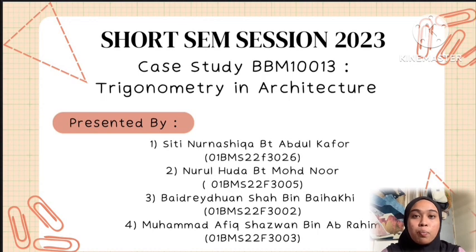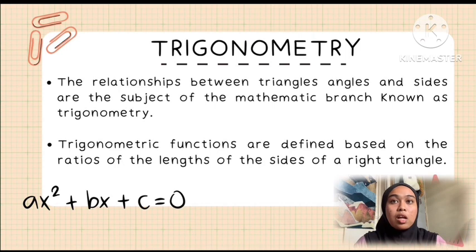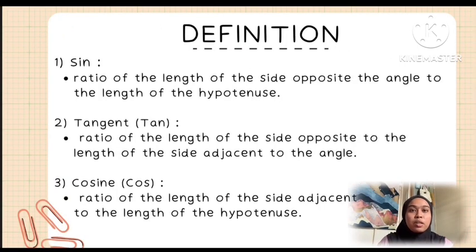Today we are going to present about trigonometry in architecture. So let me tell you, what is trigonometry? Trigonometry is known as the relationship between triangles and also angles and sides of the object in the mathematics branch. Trigonometric functions are defined based on the ratios of the lengths of the sides of the right triangle.